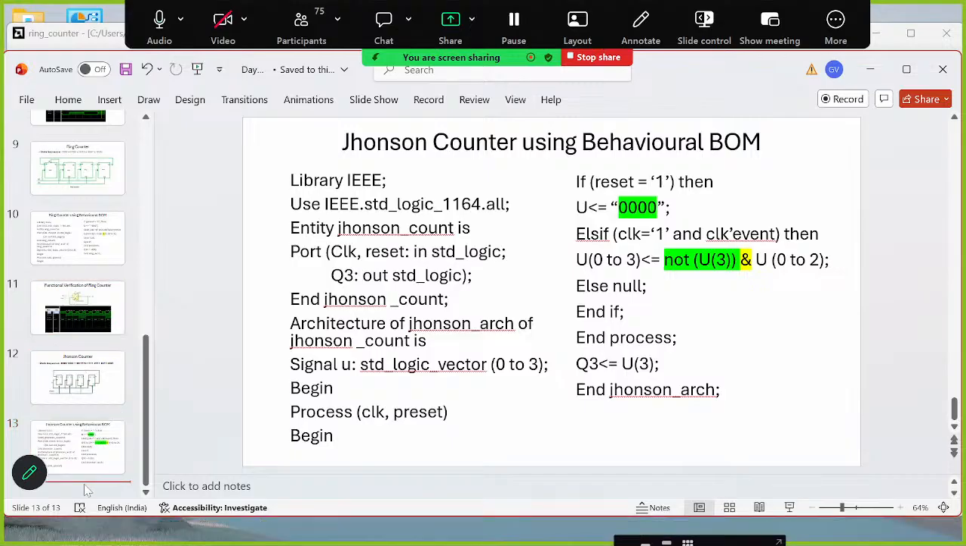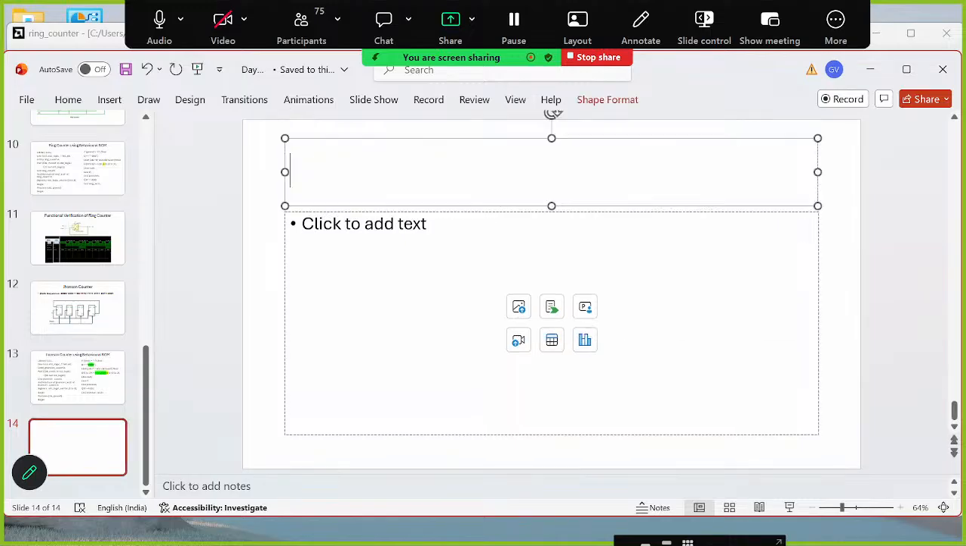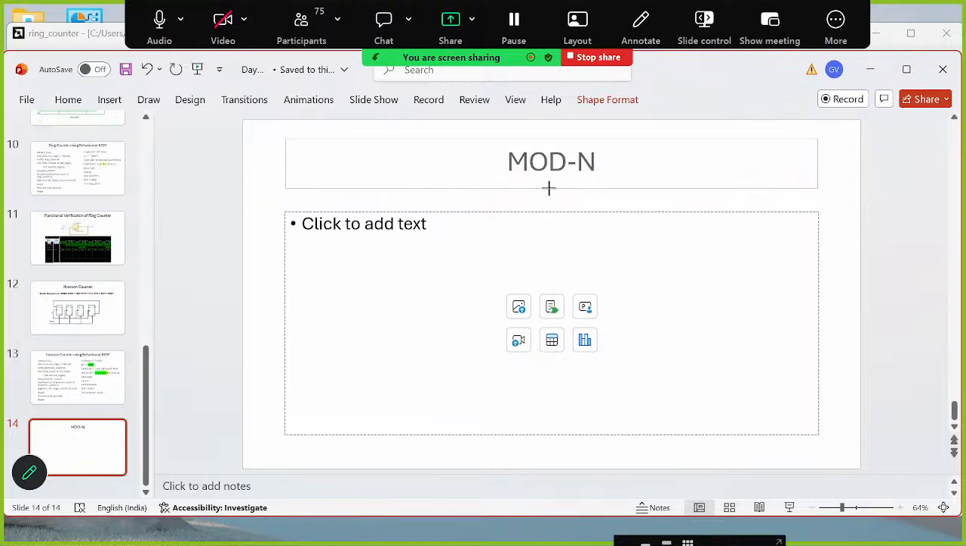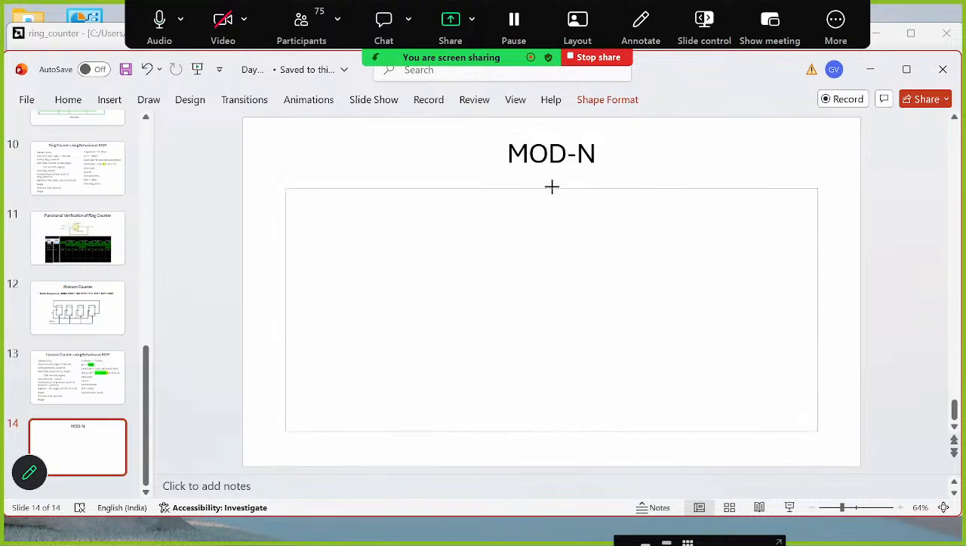Now we are left with only one counter. Let's do that also. Mode n counter. Have you heard this mode n counter previously? Anybody? What is this mode n counter? What does it mean?